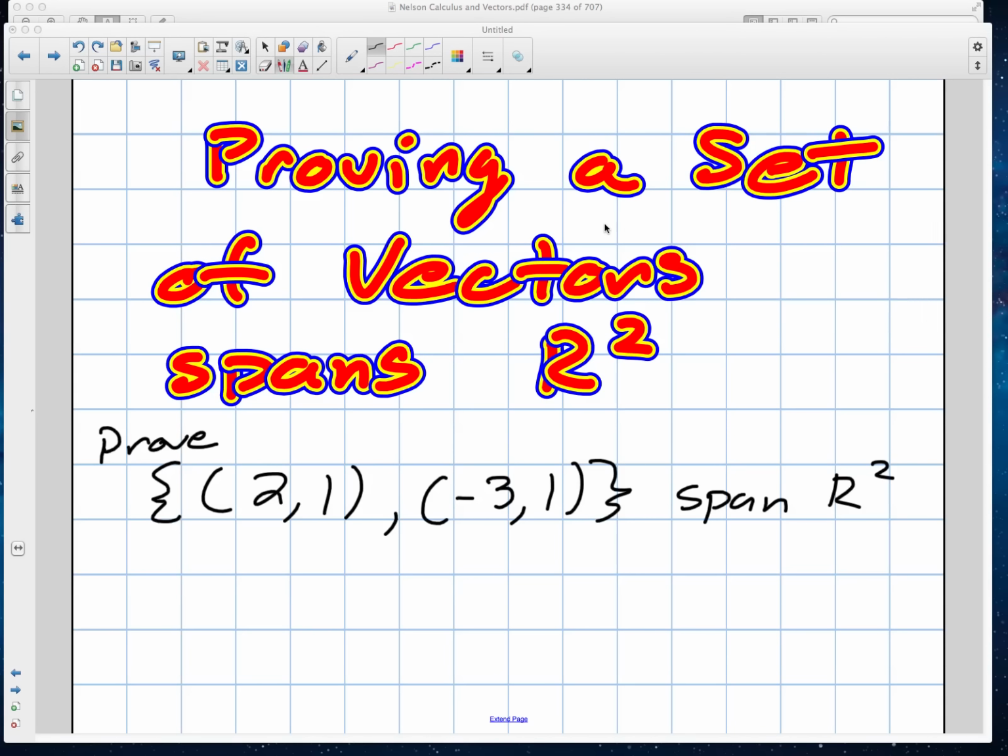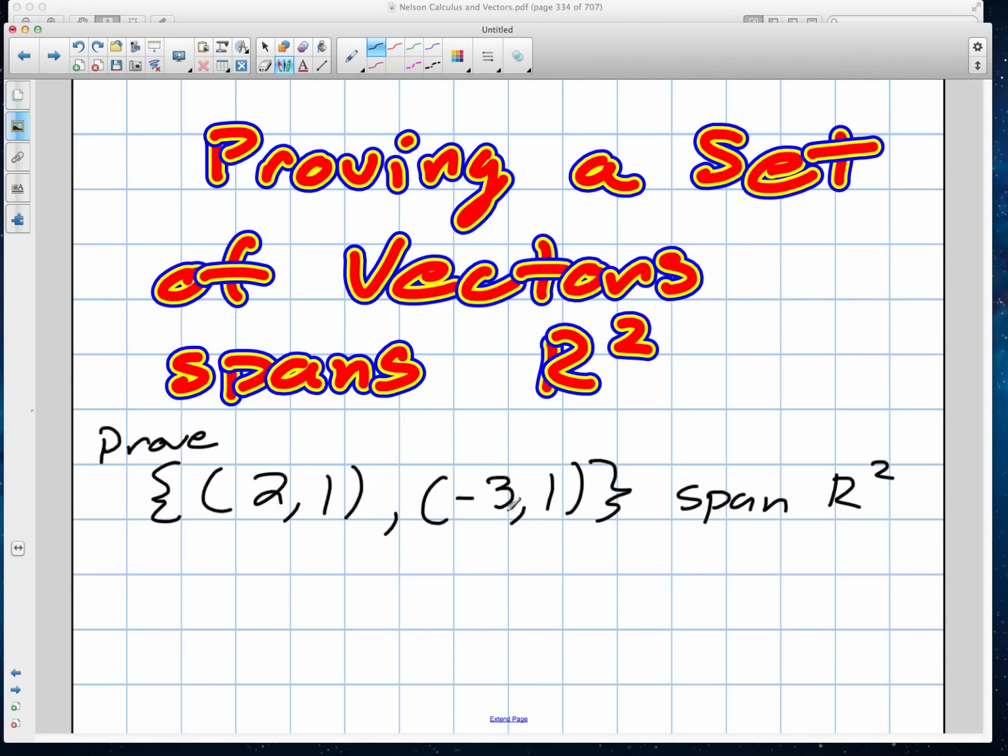So this is similar but a little different. What we're talking about is spanning R2, and what that means is just proving that these two vectors can represent any individual vector in two dimensions. So we have to prove this, and by proving this, we know what we've talked about before.